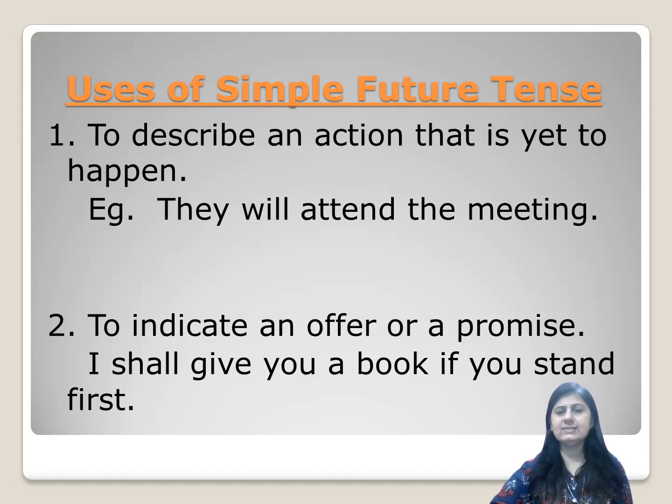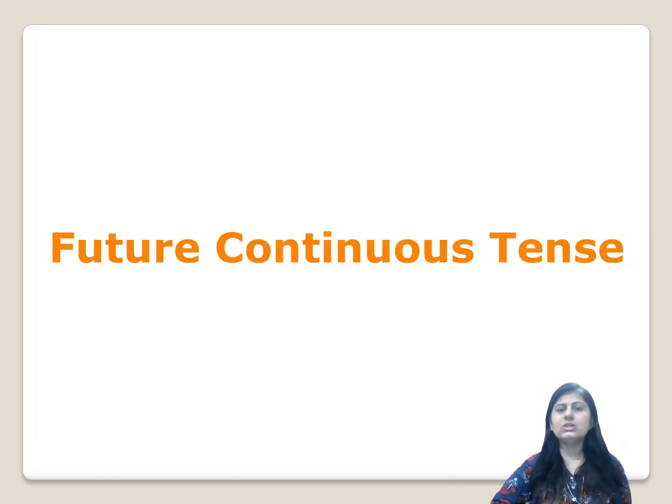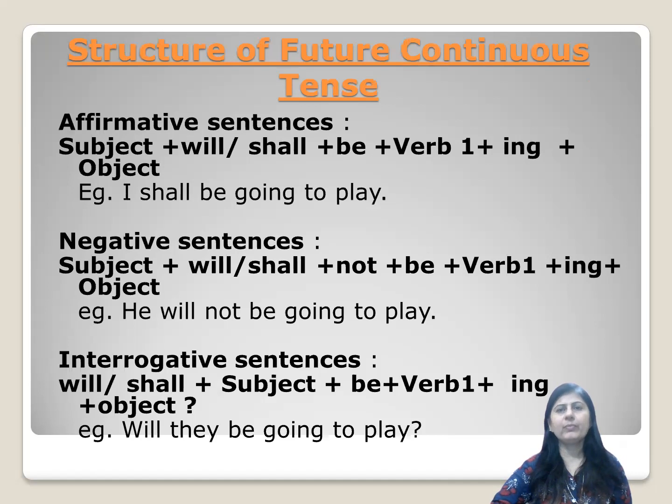Now let us move to the next tense, that is future continuous tense. Let us see the structure first. In affirmative sentences, we use subject plus will or shall plus be, first form plus ing and object. As the name says, continuous means something in progress. So when something is in progress, we use ing with the first form. Example, I shall be going to play. I is the subject, then shall, be, go plus ing, going to play. I shall be going to play.